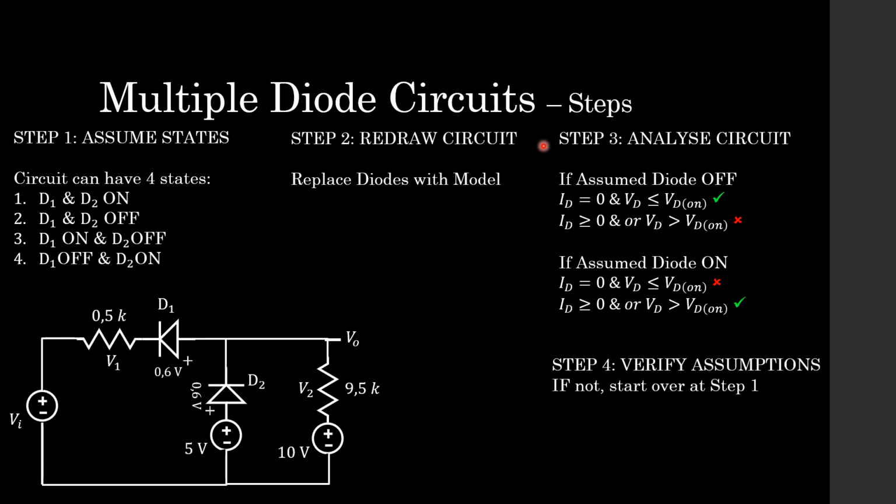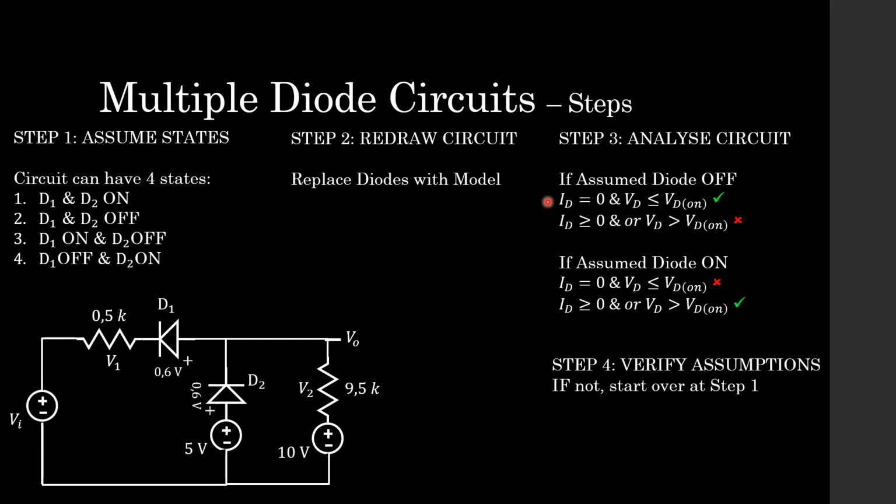Now, when you go through the circuit analysis, you're going to arrive at certain diode and voltage equations or numbers. When you have assumed that a diode is off and you analyze the circuit and find that the current going through the diode is equal to 0 and the voltage across the diode is less than or equal to the diode on voltage, your assumption has been correct.